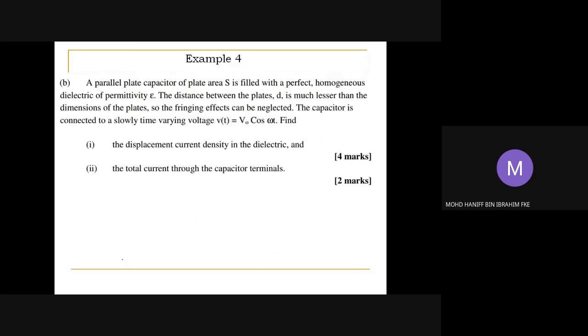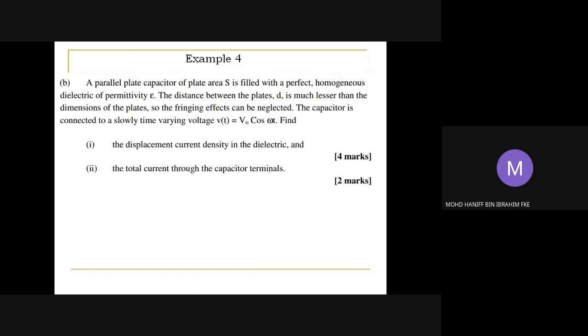This is based on a previous final exam question. We are given a case of a parallel plate capacitor of plate area S filled with a perfect homogeneous dielectric of permittivity epsilon. The distance between the plates D is much less than the dimension of the plates, so the fringing effects can be neglected. The capacitor is connected to a slowly time-varying voltage Vt, which is V0 cosine omega t. The question is to find the displacement current density in the dielectric and the total current through the capacitor terminals.